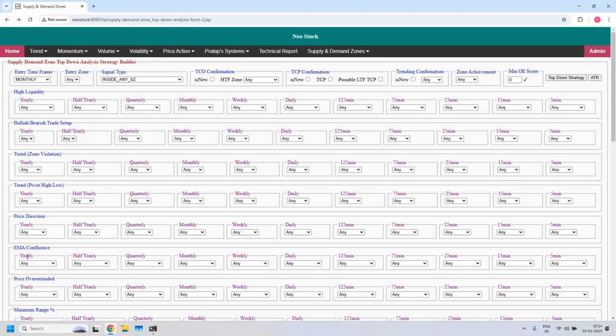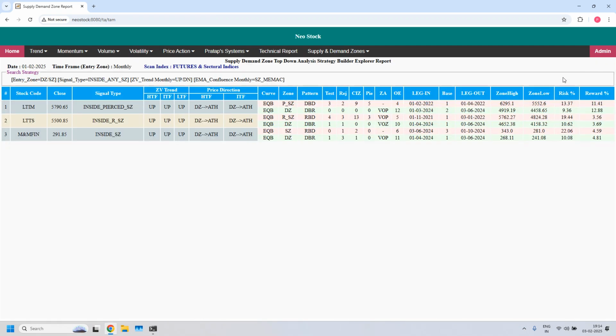Let's verify. In the EMA Confluence at monthly time frame, I am setting the filter monthly supply zone having monthly EMA Confluence, and trend on the monthly time frame, it should be either up or down. With these filters we got 3 stocks. So this is about monthly time frame.